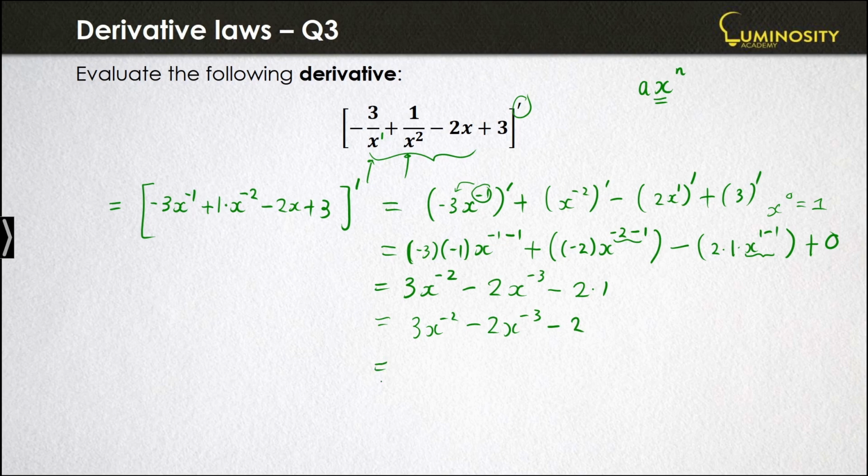But again, for convention's sake, we don't like keeping negative exponents. So how can I get that negative exponent to be positive? Well, I can take it to the denominator by my exponent rules. So it's 3 over x squared minus 2 over x cubed minus 2. All right, and that is the derivative of that extremely complicated looking function.